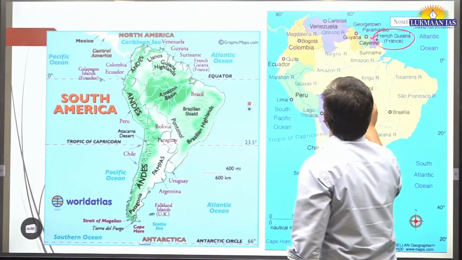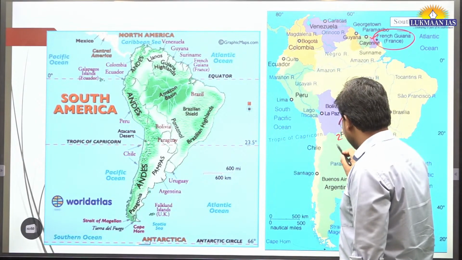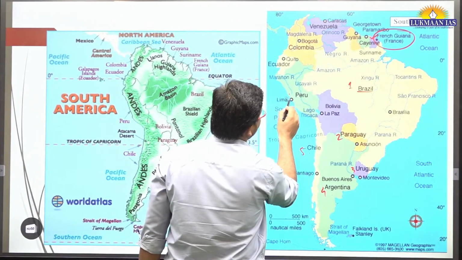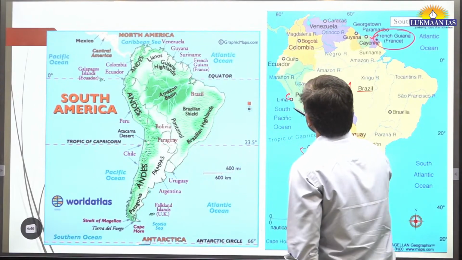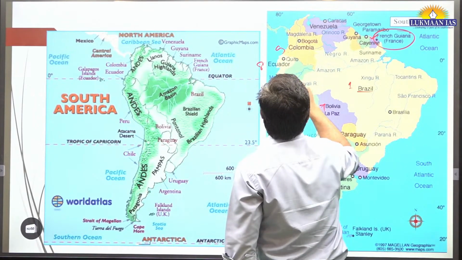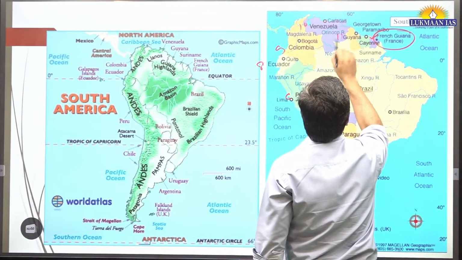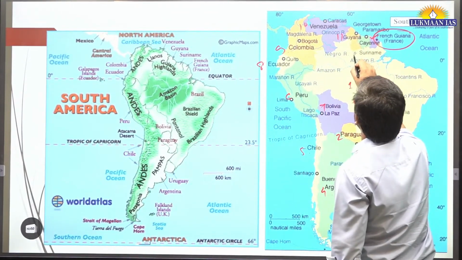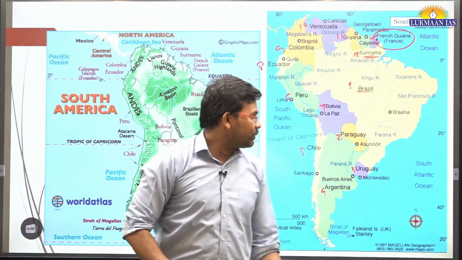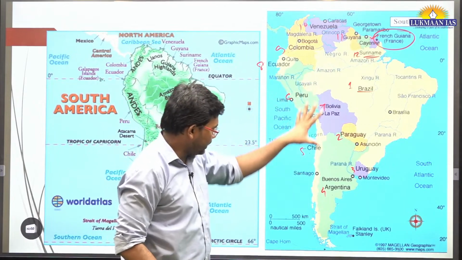For example, Brazil is a country, then Paraguay, Uruguay, and then we have Argentina, we have Chile, then we have Peru, Bolivia, Ecuador, Colombia, then we have Venezuela, then Guyana, and Suriname. Suriname is also a country. So these are the 12 countries in South America. This is the political map of South America.